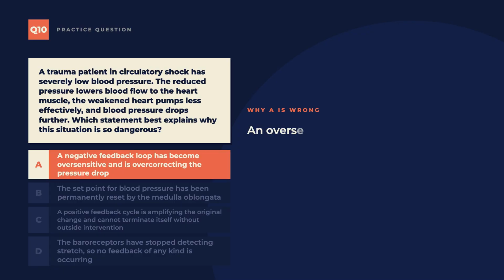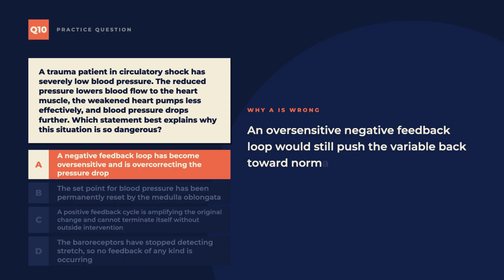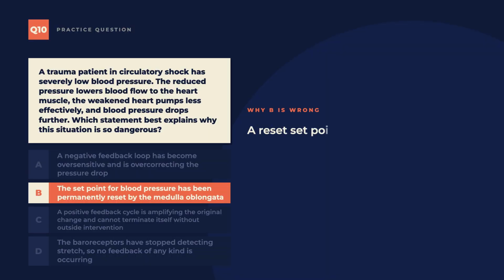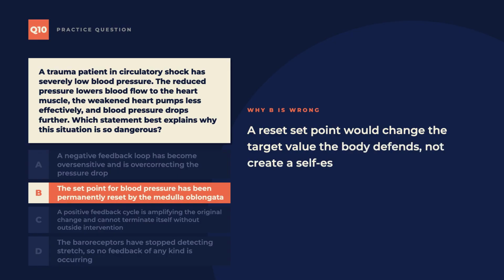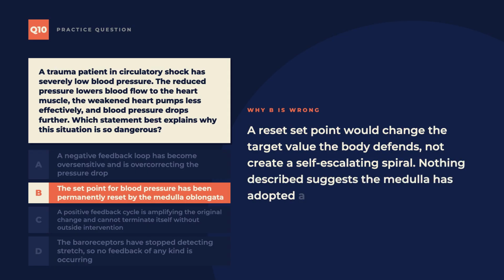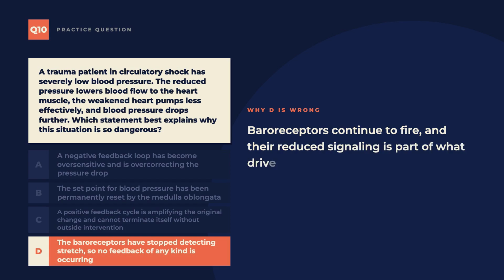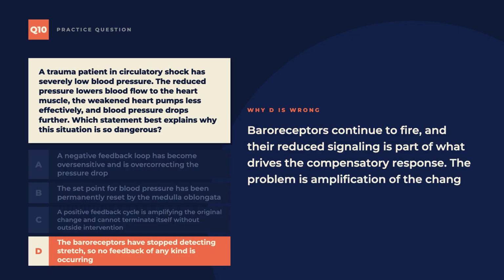A is wrong because an oversensitive negative feedback loop would still push the variable back toward normal. The defining feature of this scenario is that each step worsens the original problem. B is wrong because a reset set point would change the target value the body defends, not create a self-escalating spiral. Nothing described suggests the medulla has adopted a new target. D is wrong because baroreceptors continue to fire, and their reduced signaling is part of what drives the compensatory response. The problem is amplification of the change, not an absence of detection.